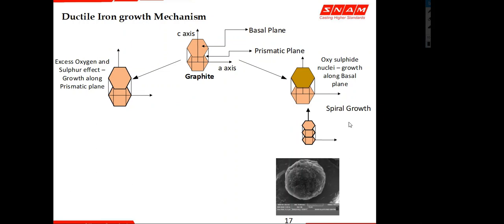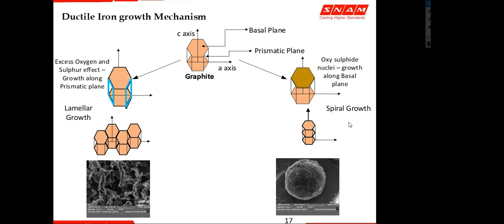So this makes the side plane more favorable for the graphite to precipitate than the top plane or the basal plane. So this way the next graphite getting attached will be on these two sides. So it starts giving this kind of A-axis growth. So you end up getting this vermicular graphite.